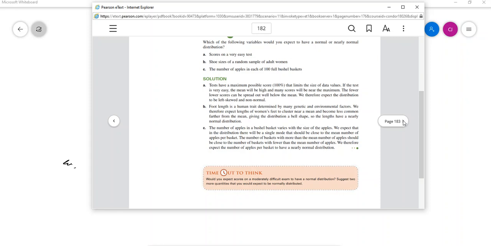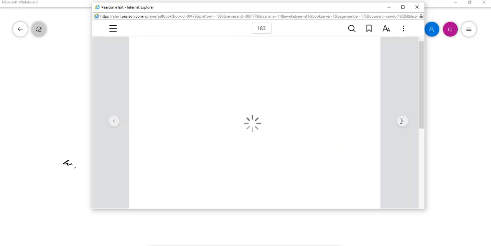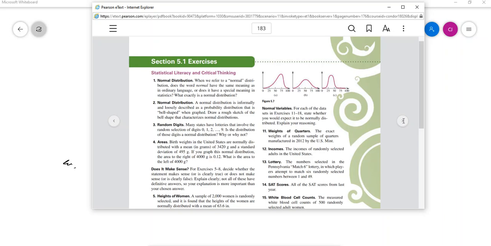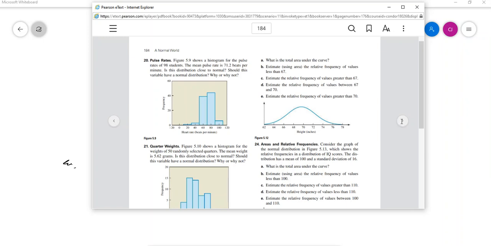Okay. So we're just getting a rough idea of what we mean by normal in terms of a normal distribution. But really, that's about it in section 5.1, just a very quick overview of what we're trying to do here. And we will slowly work through these pages.